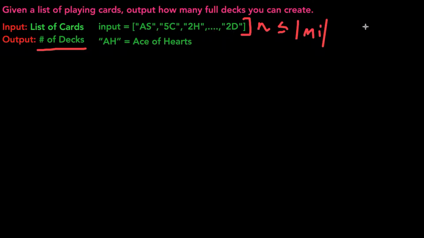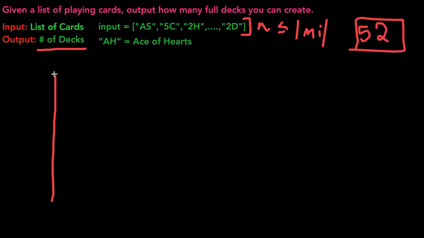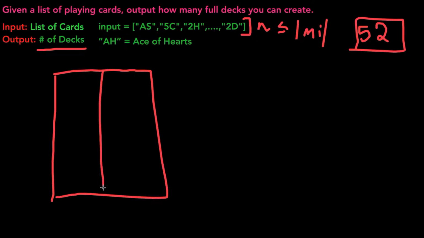In an average playing deck, there's around 52 cards, and we want to see how many of these decks we can create out of all of these cards. So the first thing we're going to do is think of a data structure that can help us solve this question. One of the best ones we can use is a hash map. For those of you that don't know, it's also referred to as a dictionary, and it works off key-value pairs. In one column we have our key, in the second column we have our value.